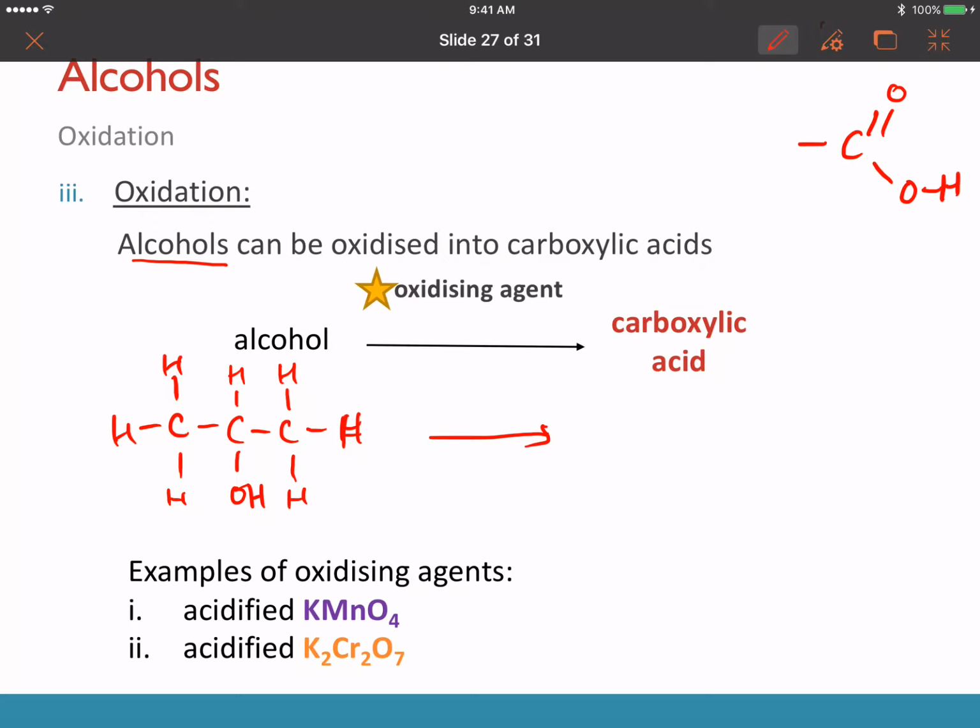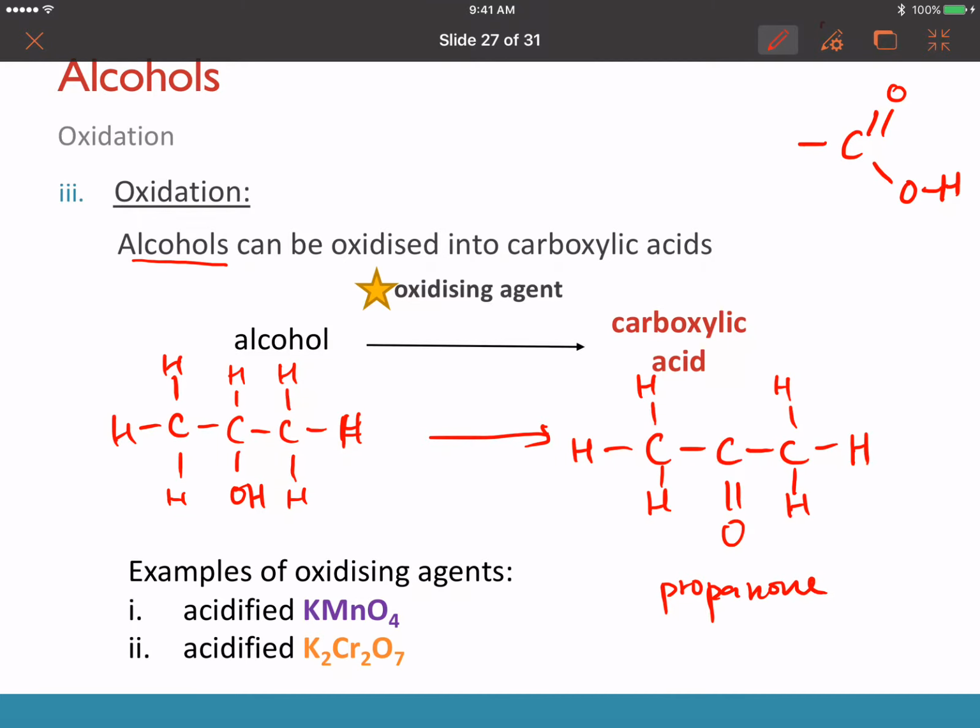So what happens if the carbon that the hydroxyl group is attached to is in the center? It's not at the ends of the molecule. In that case, when I oxidize it, I would only get what we call a ketone. Okay, a ketone, this compound, has appeared in your quiz. Okay, this is known as propanone, which is a ketone. So if you see it ends with ONE, it means it has what we call a carbonyl group in the center.